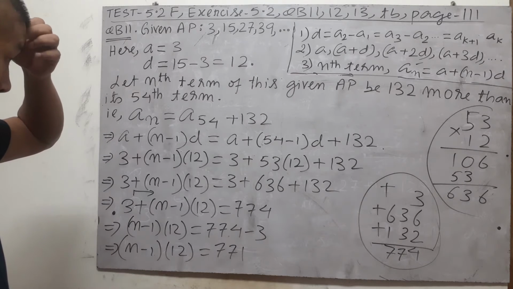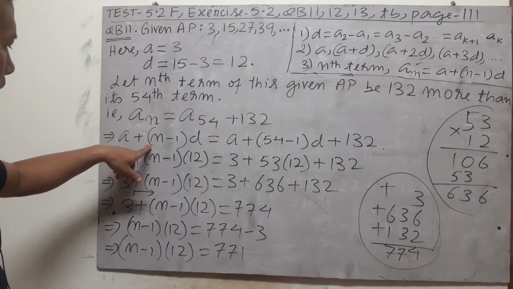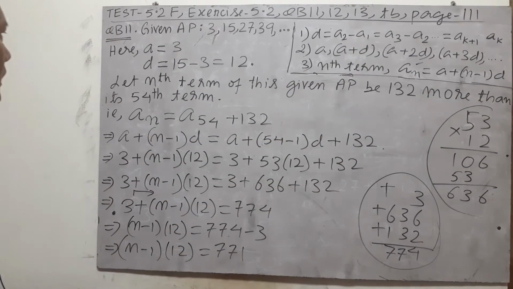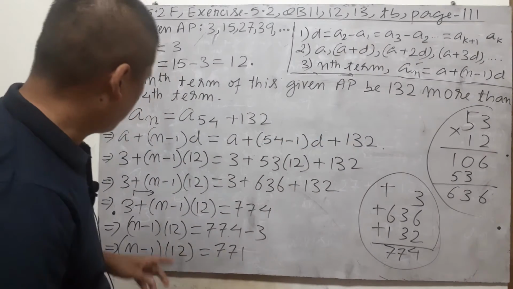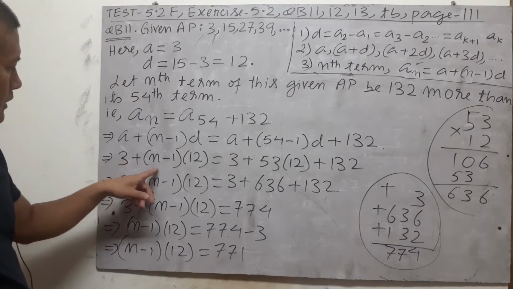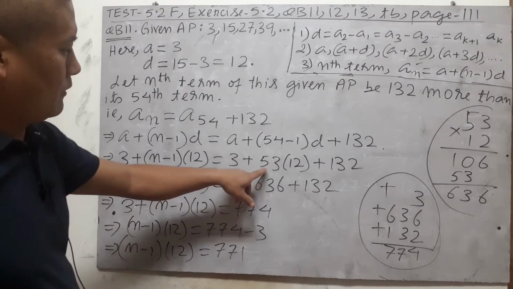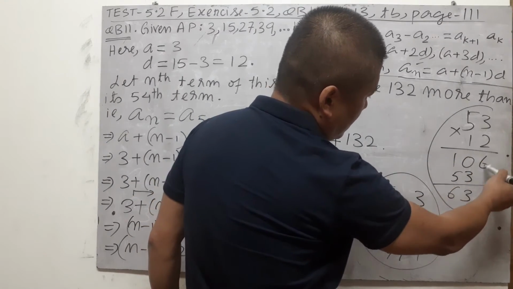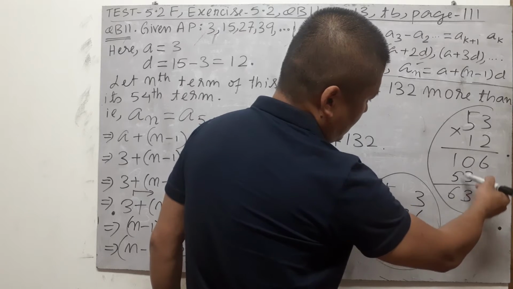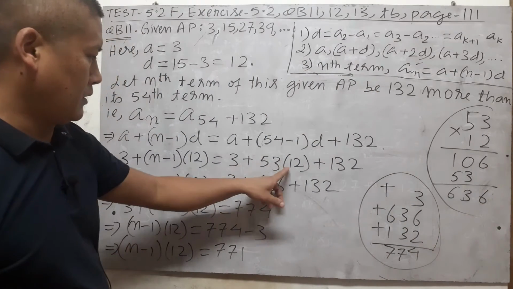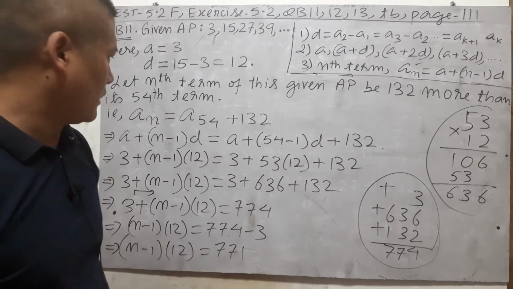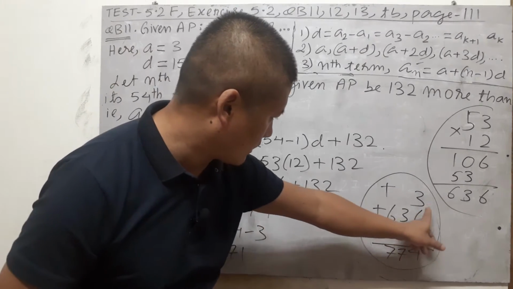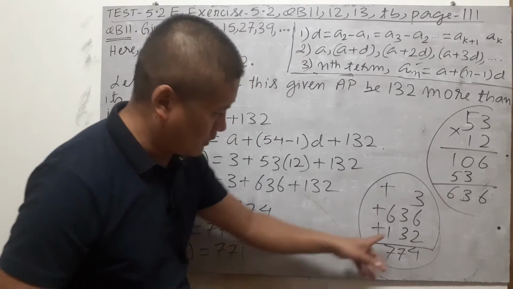Here, a plus n minus 1 into d, a plus 54 minus 1 into d plus 132, that's correct. And here 3 plus n minus 1 into 12 on one side, and 3 plus 53 into 12. Okay, so here 2 3s are 6, 2 5s are 10, so 3 plus 636 plus 132. So 3, 6, 3, 6, 132. Oh, we went wrong here.